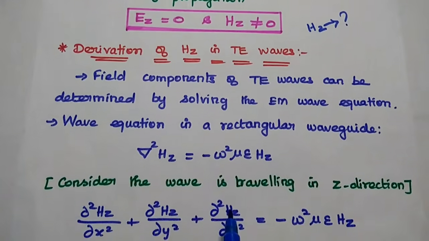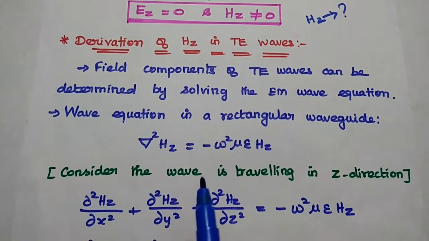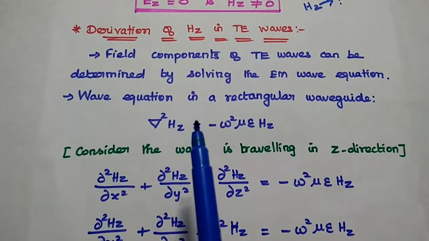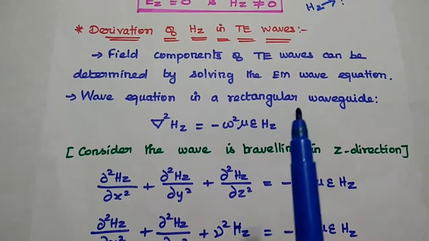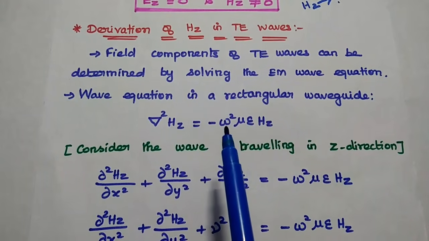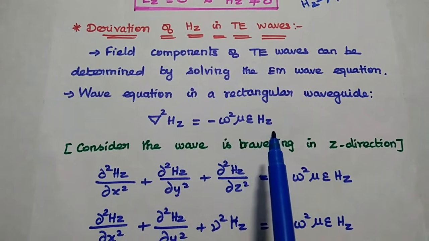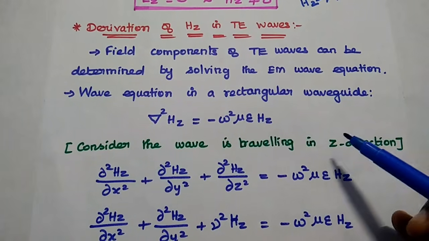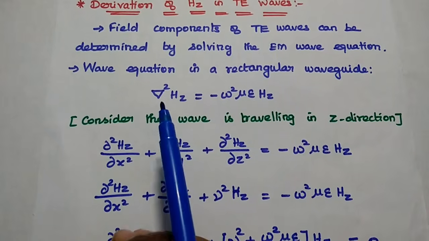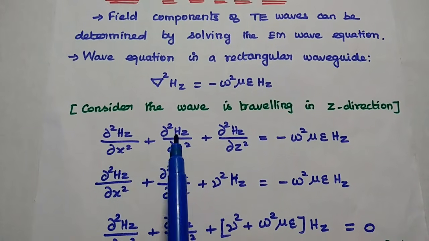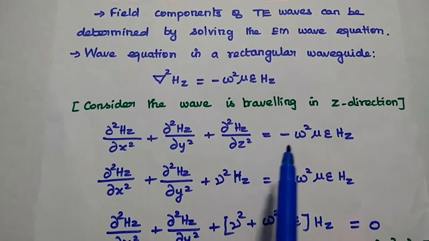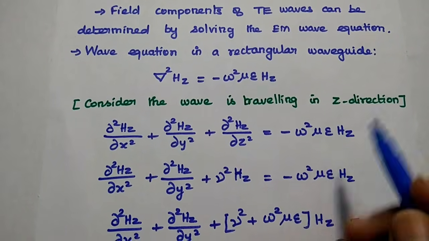The field components of TE waves can be determined by solving the EM wave equation. We can consider the wave equation in a rectangular waveguide in terms of the magnetic field. That means del squared Hz is equal to minus omega squared mu epsilon Hz. We consider the direction of propagation as Z. Here del squared Hz is ∂²Hz/∂x² plus ∂²Hz/∂y² plus ∂²Hz/∂z², equal to minus omega squared mu epsilon Hz.